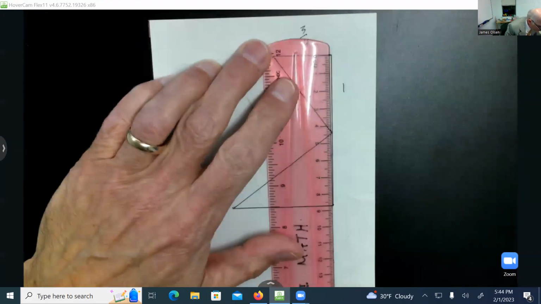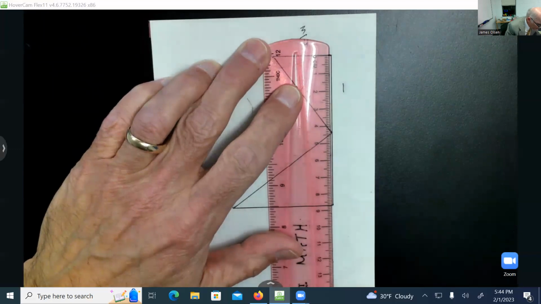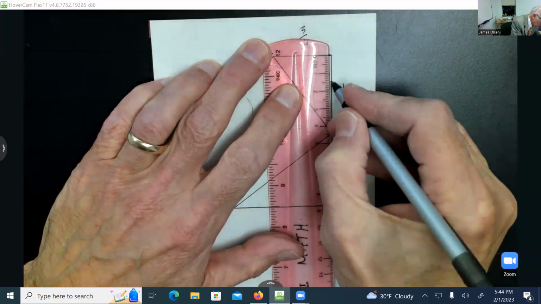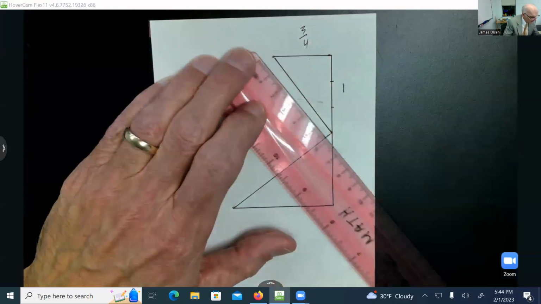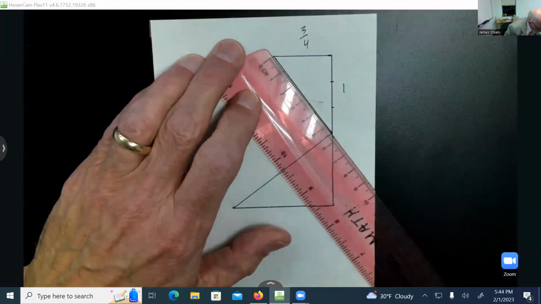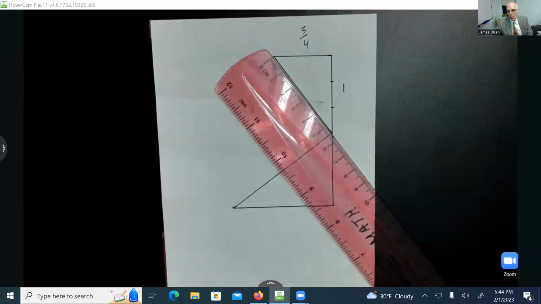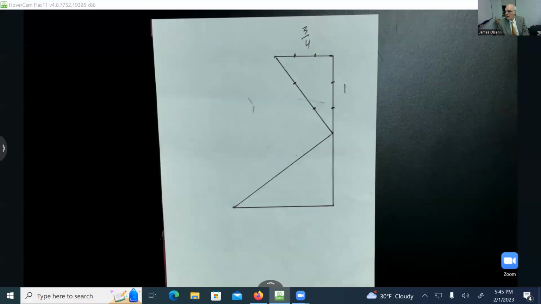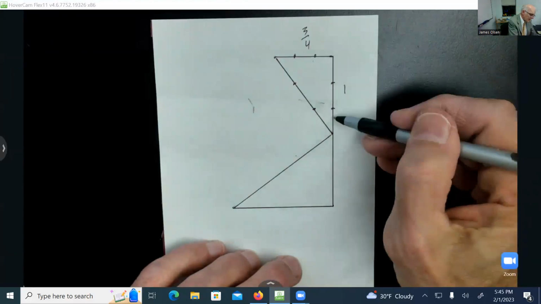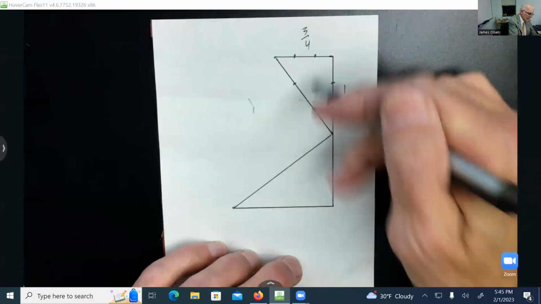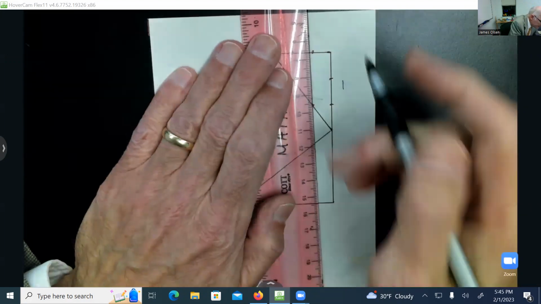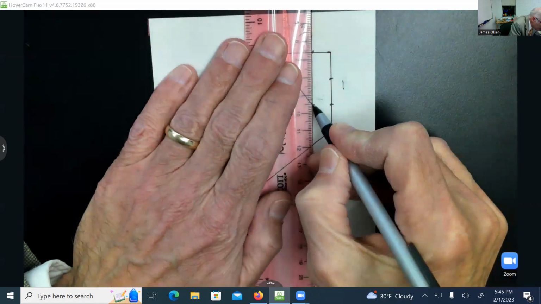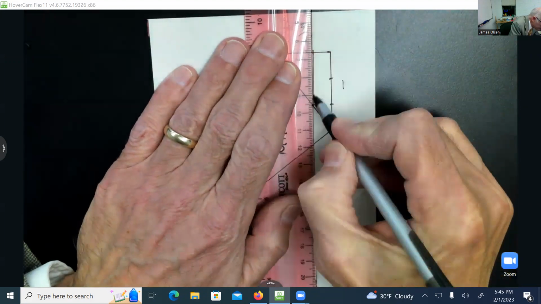This side is 4.5. 4.5 divided by 3 is 1.5. 1.5. And I'm going to do that on all sides, the hypotenuse here, and so on. So I've divided this side in 3 equal segments, and this side and this side. And now I'm going to connect here. This should give me parallel lines.